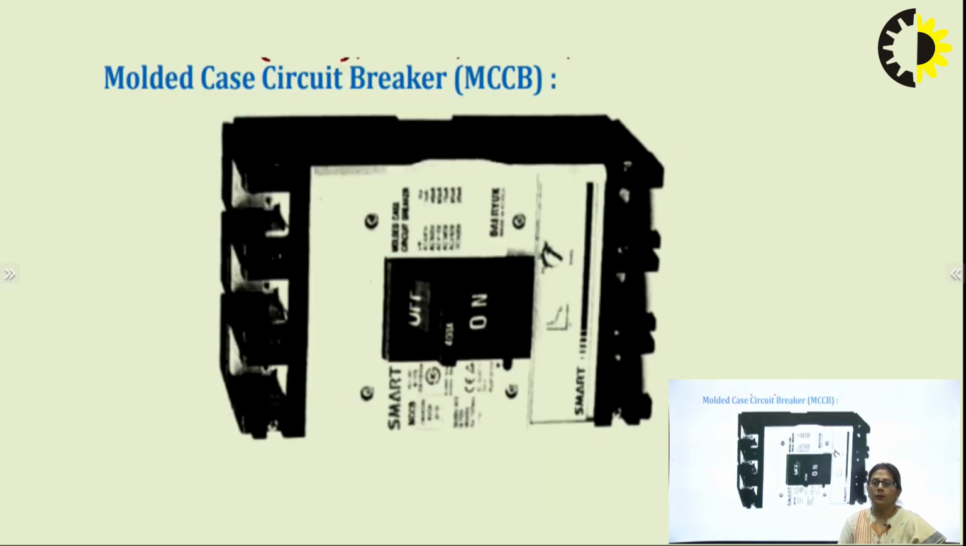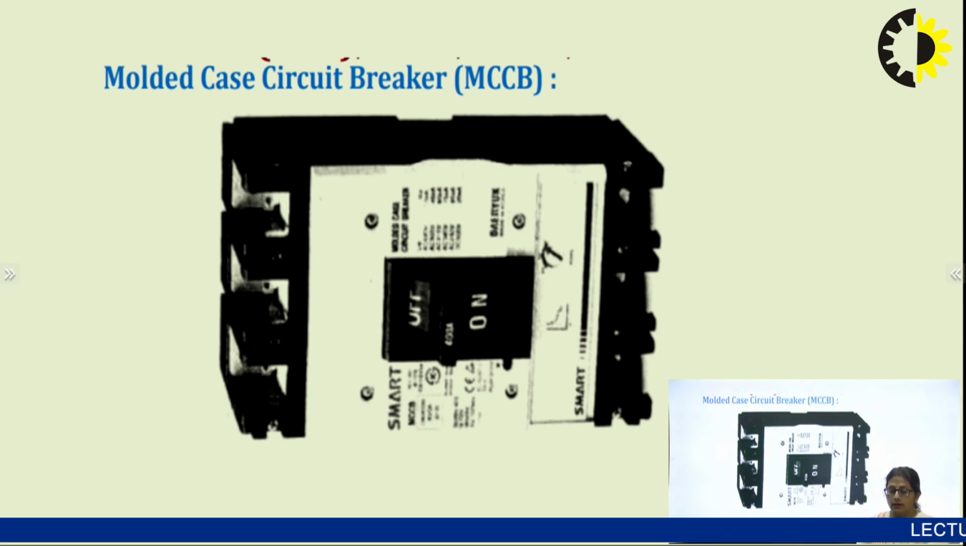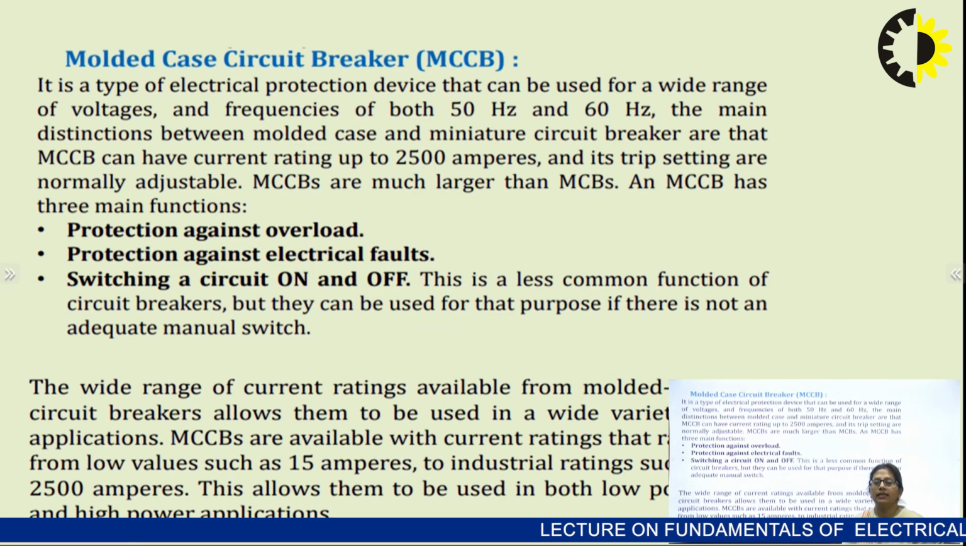Another protection device, another component of the low tension switchgear, is the MCCB, that is, the molded case circuit breaker. So this is the practical molded case circuit breaker being shown. If I describe the functioning of the molded case circuit breaker, it is once again a type of electrical protection device that can be used for a wide range of voltages and frequencies, and it works for both 50 Hz and 60 Hz.